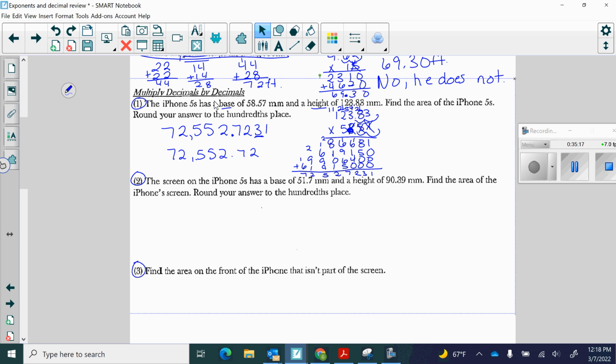Yeah, they don't understand that part. And this is millimeters squared, guys.